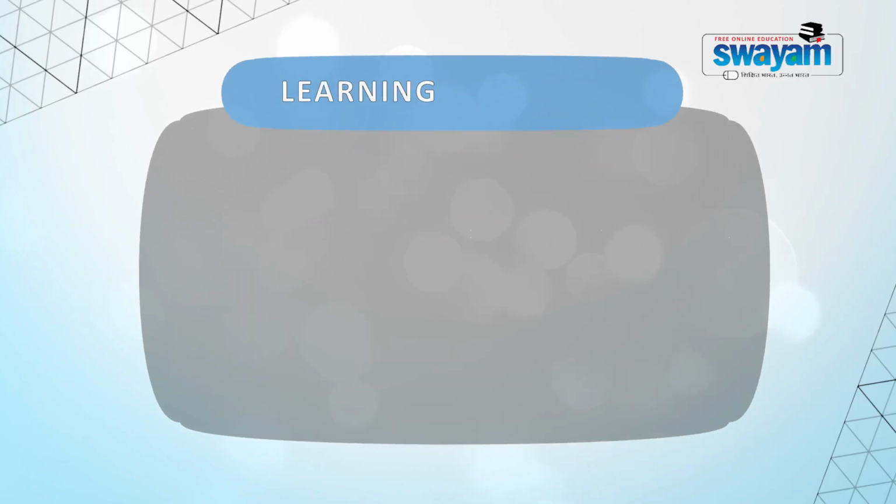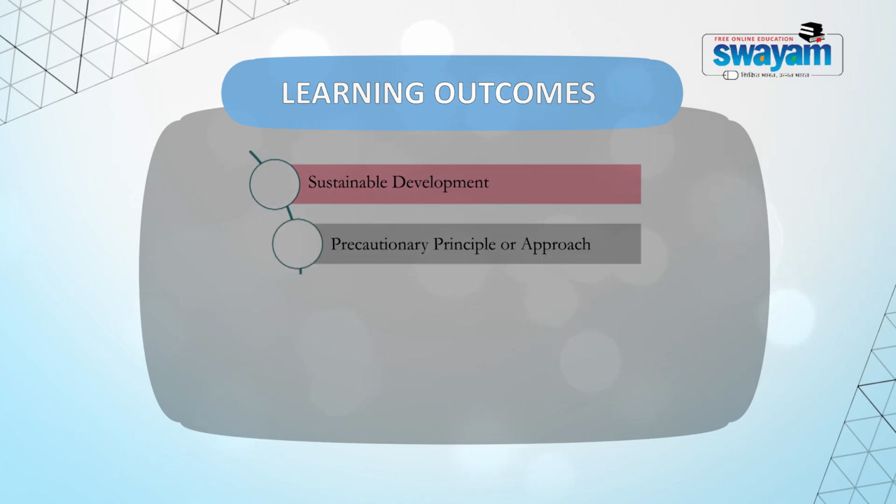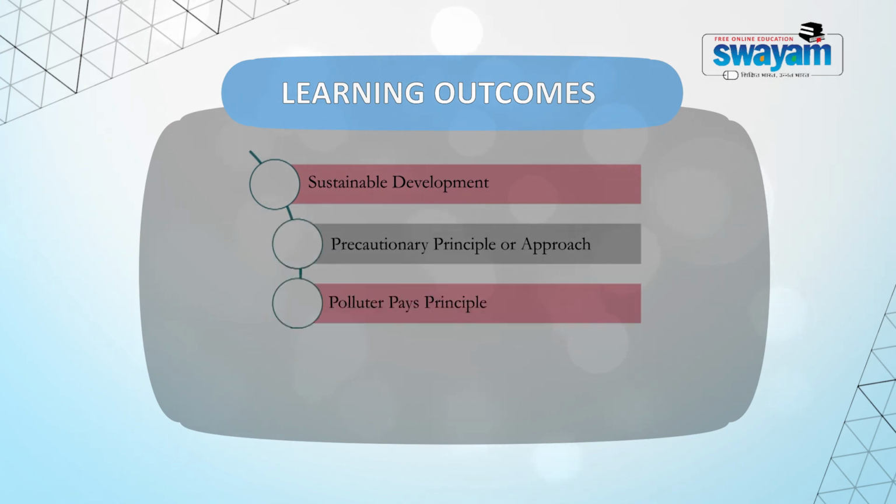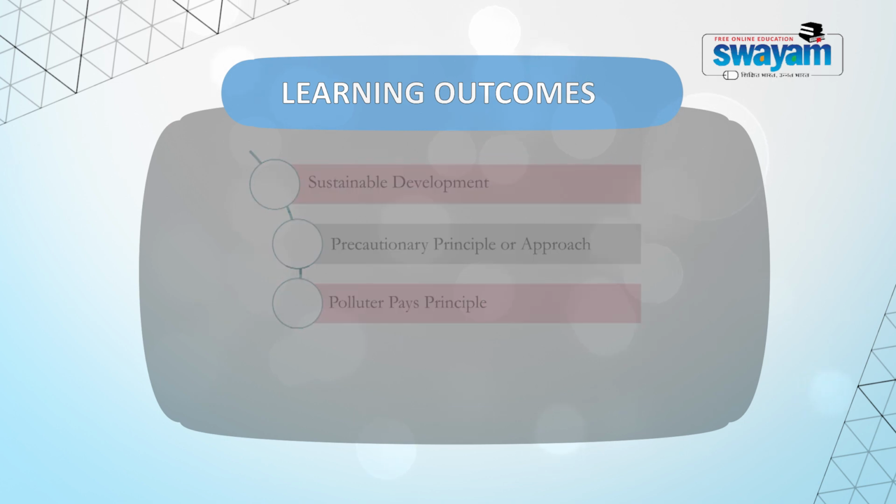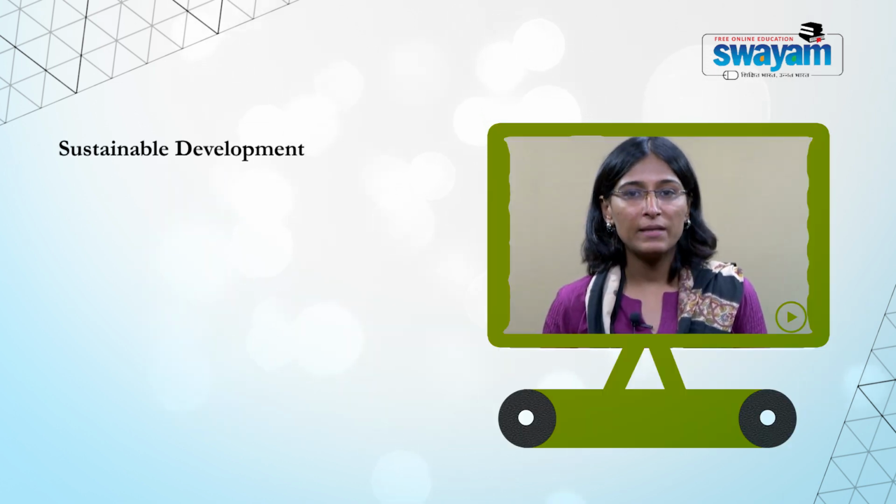The objective of this module is to introduce you to three ideas: the concept of sustainable development, the precautionary principle or approach, and the polluter pays principle. Let us begin with sustainable development.